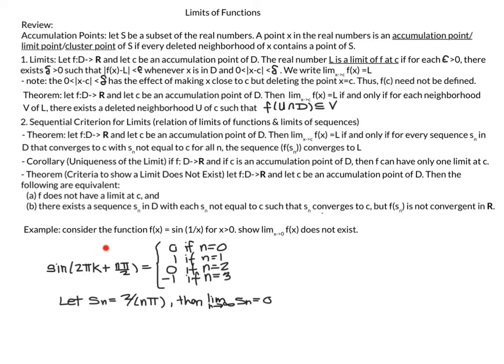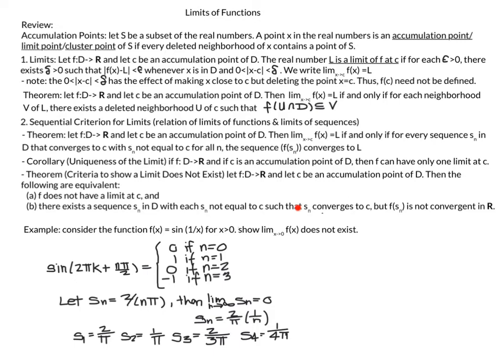And I have this table over here from your book that's really useful because it tells you when you look at sine of n pi over 2, you get for n equals 0, the value 0. For n equals 1, you get 1. For n equals 2, you get 0. And n equals 3, you get negative 1. And then the k just means it's periodic, so you keep cycling through these values. In other words, you don't converge. So we're going to use this table along with this theorem, the criteria to show a limit does not exist.